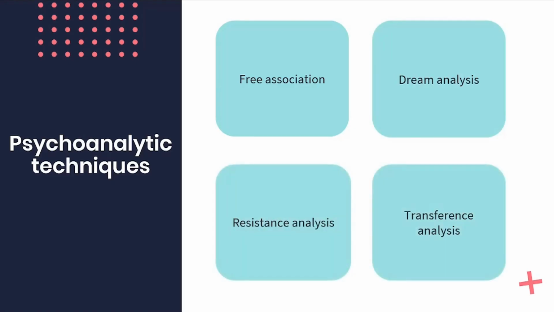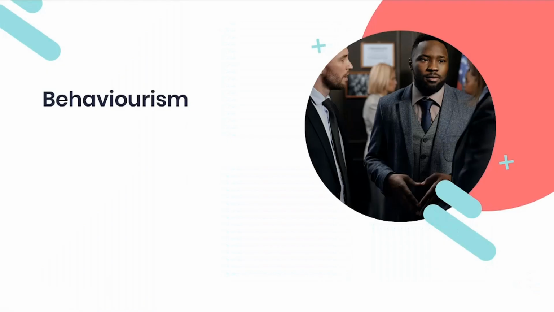Students, I will give you more information on these above-mentioned techniques in your summary notes, so keep a lookout for those. Let us move on to peruse behaviorism. The next school of thought to be addressed is the behaviorist school of thought. Behaviorism became the dominant school of thought during the 1950s.